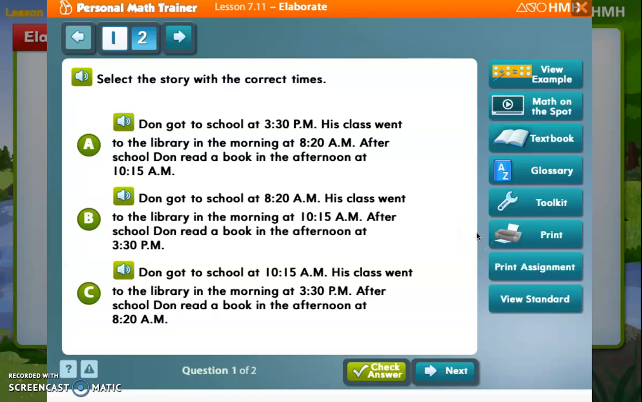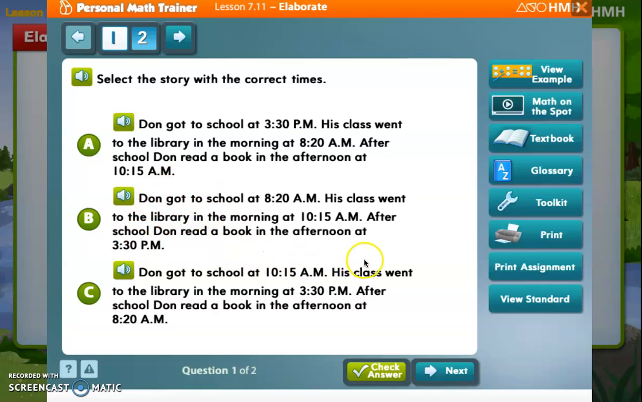So let's look at B. Don got to school at 8:20 a.m. Okay, that's very possible. He could have gotten to school at 8:20. His class went to the library in the morning at 10:15 a.m. That's also definitely possible because 10:15 is after 8:20 when he got to school, but it's still in the morning. That was the most important part. 10:15 a.m. would be considered the morning. After school, Don read a book in the afternoon at 3:30 p.m. So that also could work. Maybe he just gets out of school a little bit earlier, so when he gets home at 3:30, he reads a book. So B is definitely an option.